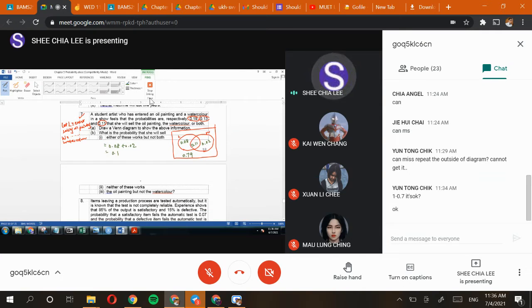In part 2, neither of these works. Not the watercolor, not the oil painting. So you can see your answer is 0.79. Okay, what about this one? The oil painting but not the watercolor. Anyone can give this answer? The oil painting but not the watercolor.